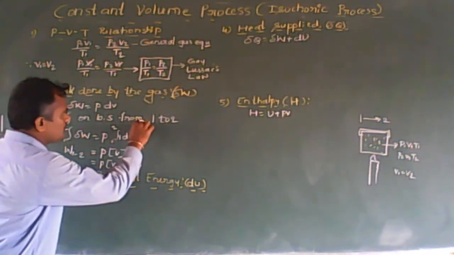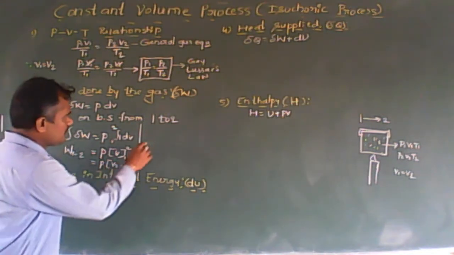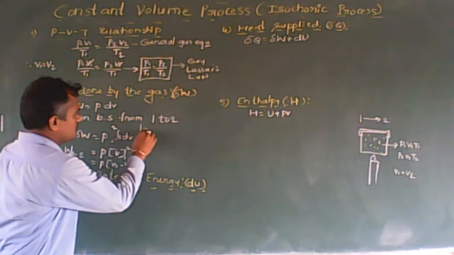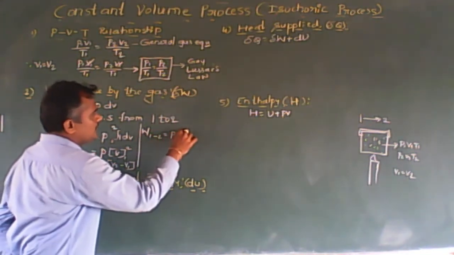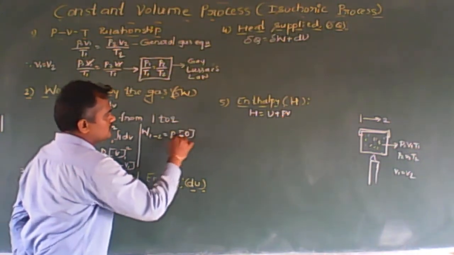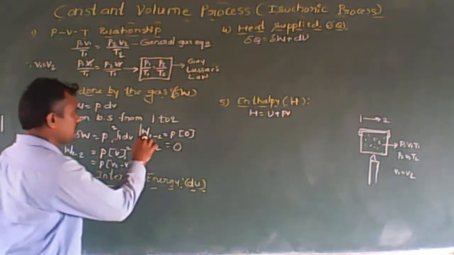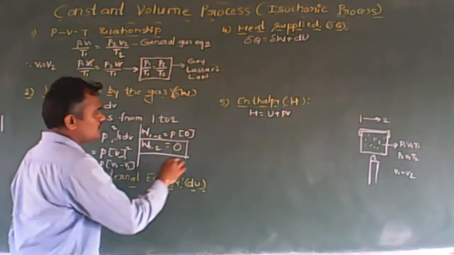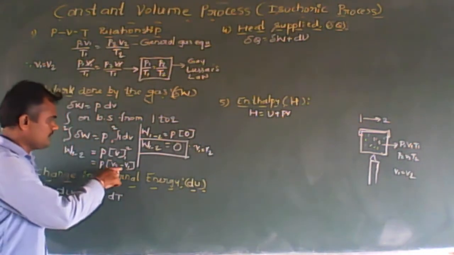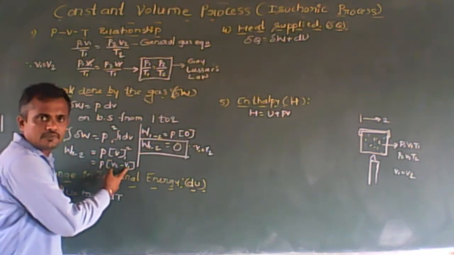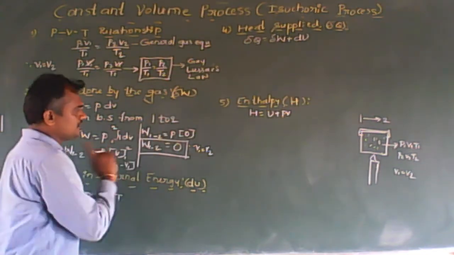So here I will continue. As you know, since V1 is equal to V2, I can write the work done during the 1 to 2 process as P into 0, which is equal to 0. Work done during the 1 to 2 process is 0. Why? Since V1 is equal to V2. Suppose V1 is 3 and V2 is also 3. 3 minus 3 becomes 0, and 0 multiplied by P is 0.